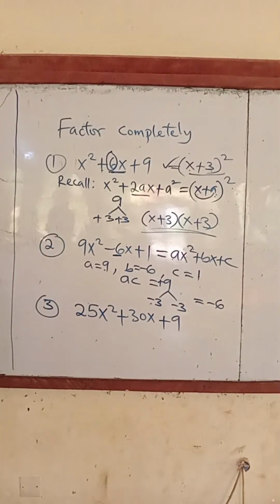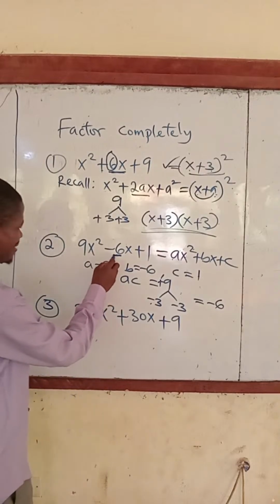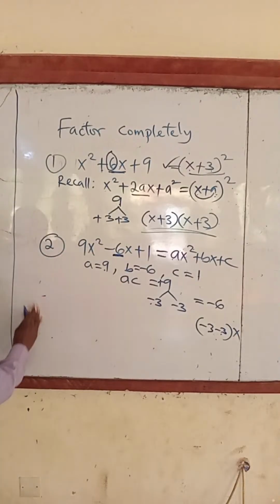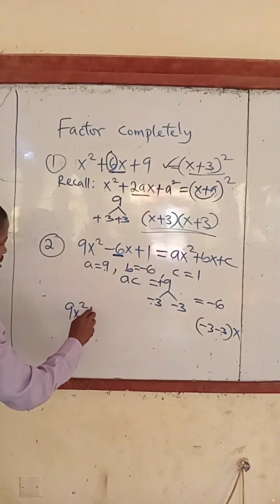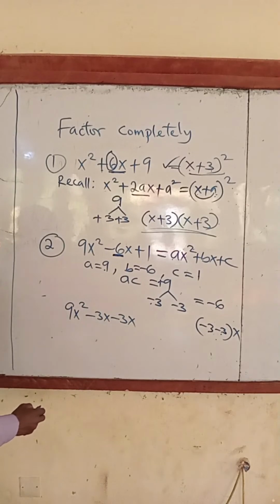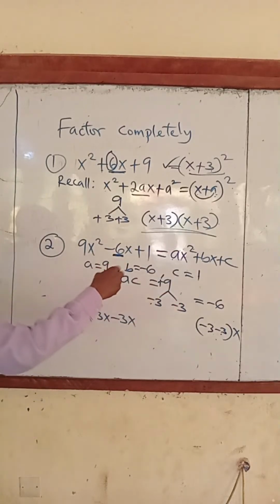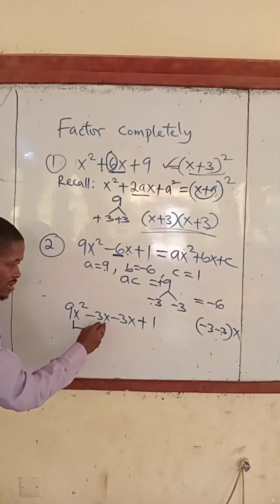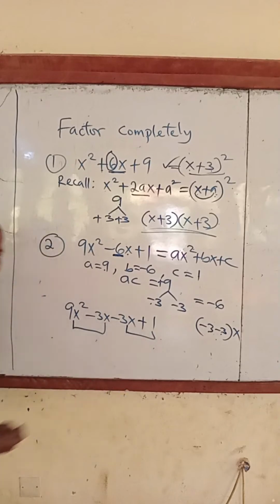Okay? Then the next thing to do now is to replace the b. Where you have the b, replace it back there. So we're going to have now 9x squared minus 3x minus 3x plus 1. Then the next thing to do is to begin to group the first 2 items and the last 2 items. Here and here, what is common?